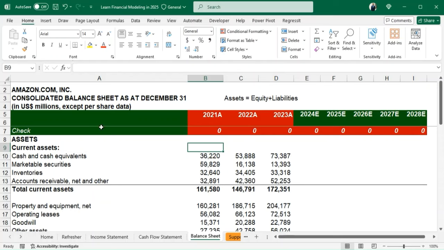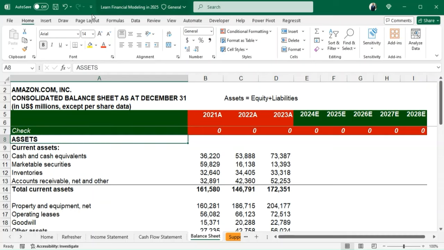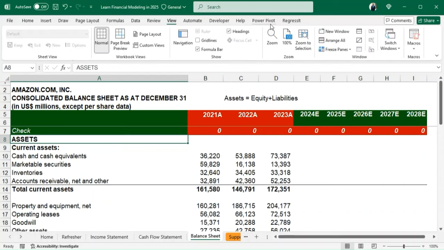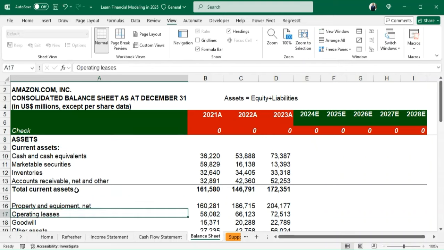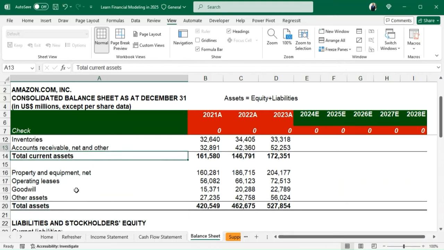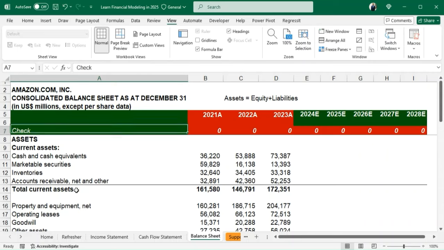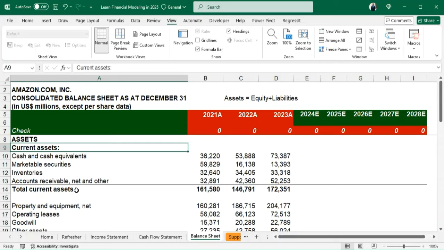And then also I'm going to undo my freeze panes and refreeze the panes so that I can be looking at my check. So selecting the assets here, I'll come to the view tab and come to freeze panes and freeze the panes. Alright. Good. So we are making progress. Now let's continue with our major discussion for today.